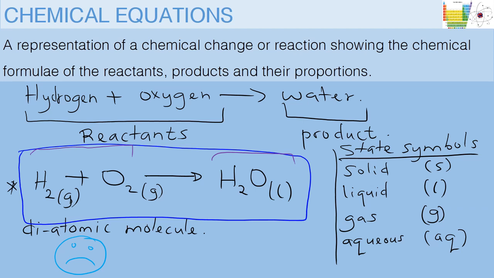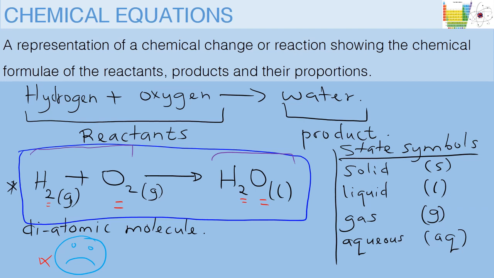Let us begin with hydrogen. On the reactant side, hydrogen atoms are 2. On the product side, hydrogen atoms are 2. So there is no problem with hydrogen atoms. Oxygen atoms, however, are only 2 on the reactant side and only 1 on the product side. That means they are not balanced. That is why our balancing friend is not happy.